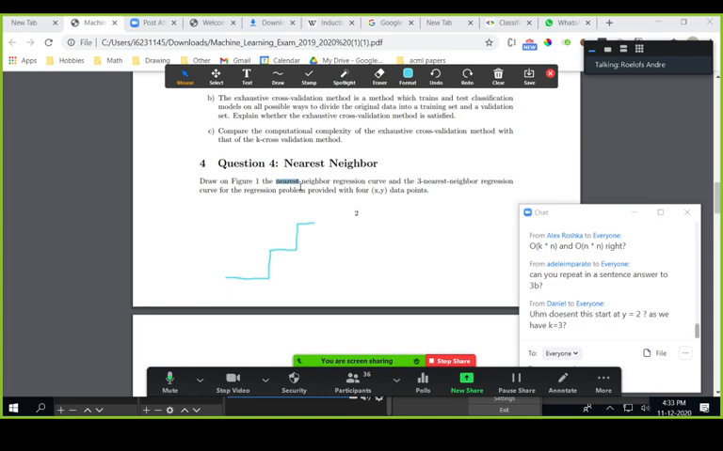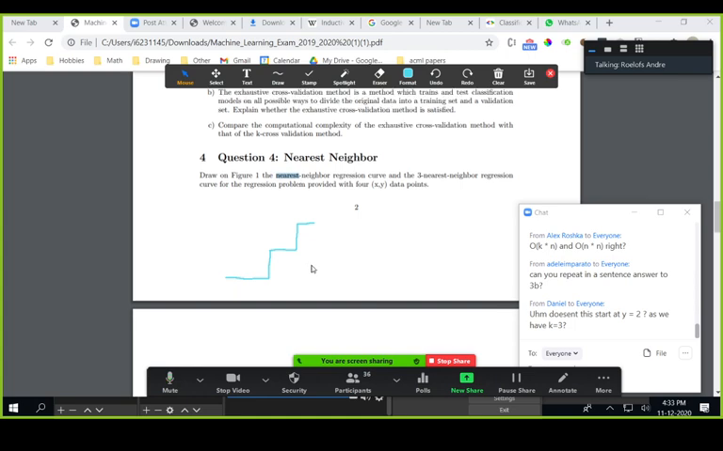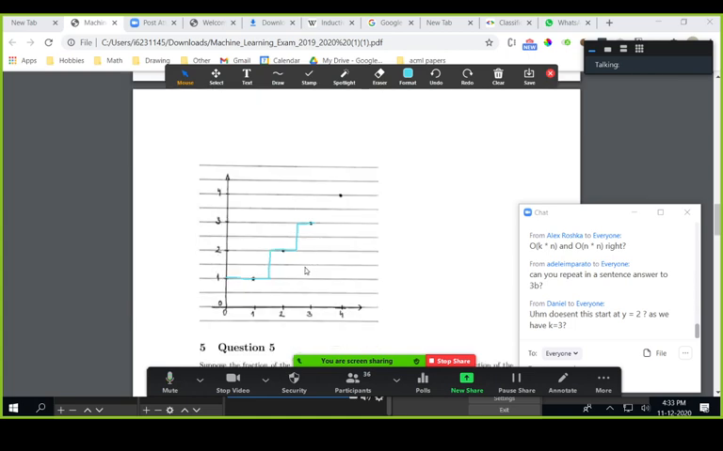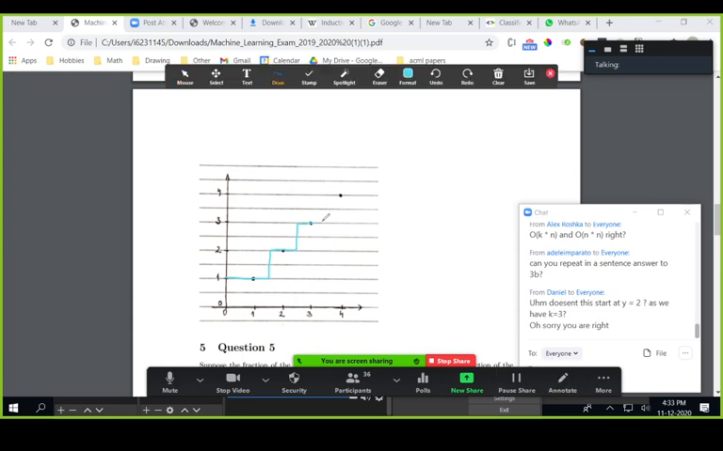So they ask you to draw the 1 nearest neighbor regression curve and the 3 nearest neighbor regression curve. So what we are doing right now is drawing the 1 neighbor regression curve. And then basically it falls like that, right?